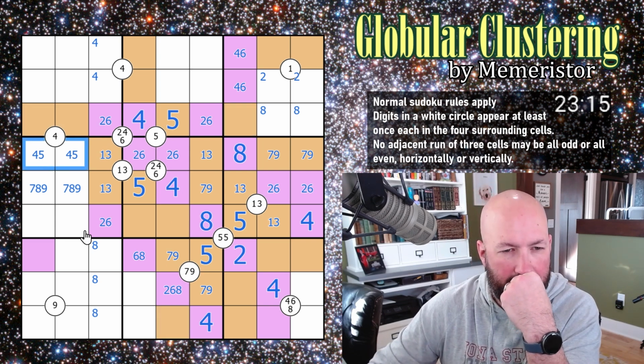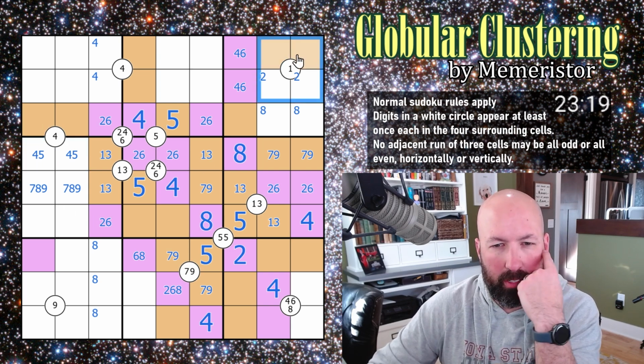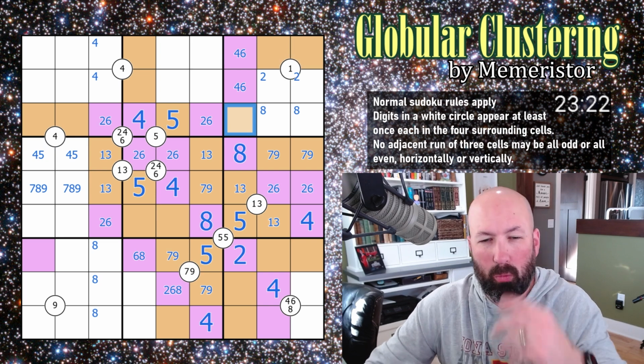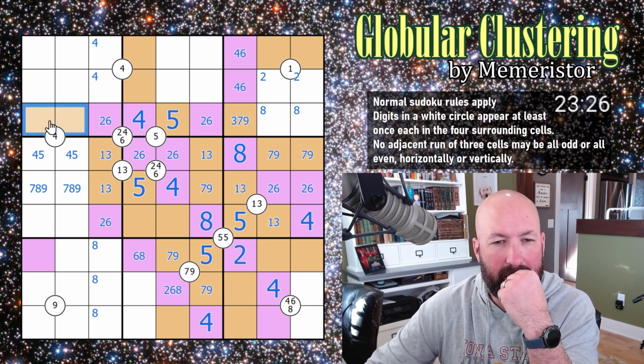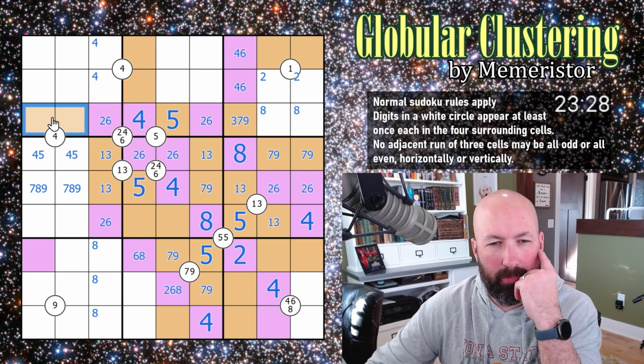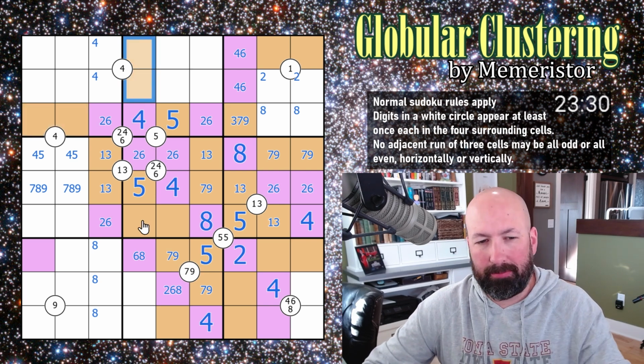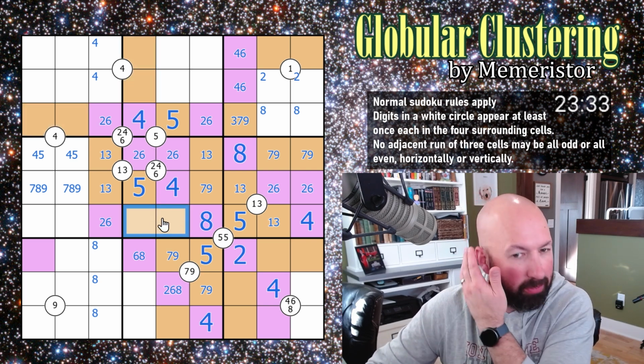5 up here. 4. We know the 1 is up there. So this is not 1 or 5. 3, 7, 9. It's not super helpful. These are 1, 3, 7, and 9. This is one of each.